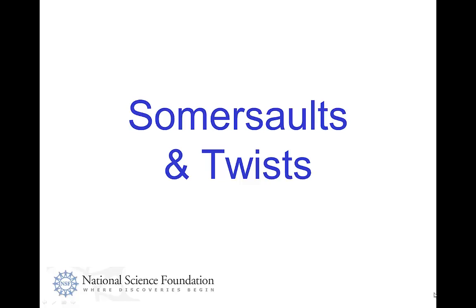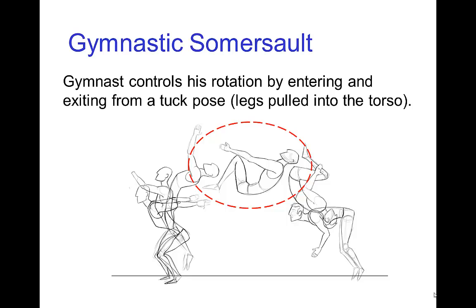Somersaults and Twists. It's common in a jump to have a rotation of the character, like we see in this example of a gymnastic somersault. And when we have this kind of rotation, often the pose of the character changes in order to control the rotation.